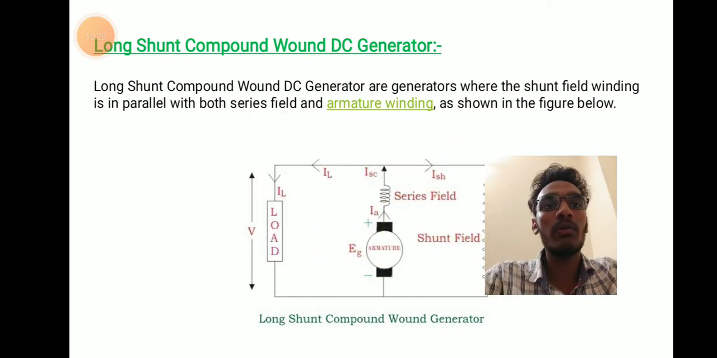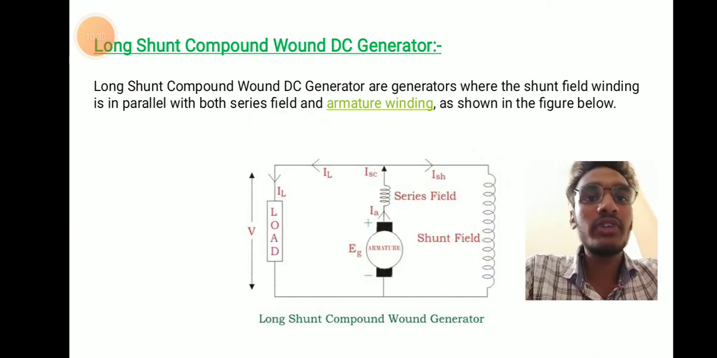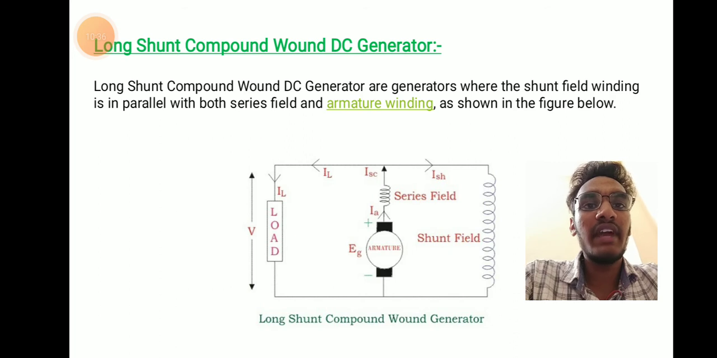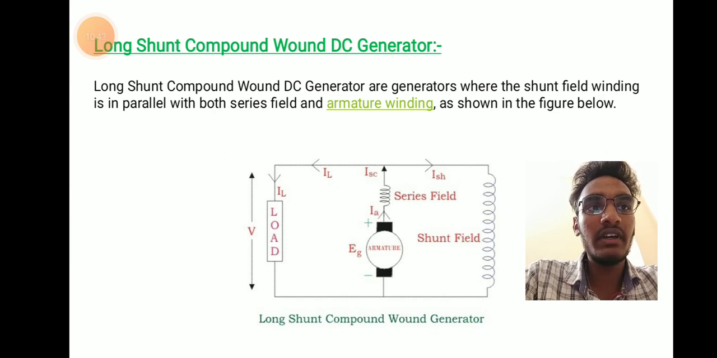Long shunt compound wound generator. Long shunt compound wound generators are generators where the shunt field winding is in parallel with both series field and armature winding as shown in the figure below. Here is the diagram of the long shunt compound wound DC generator.